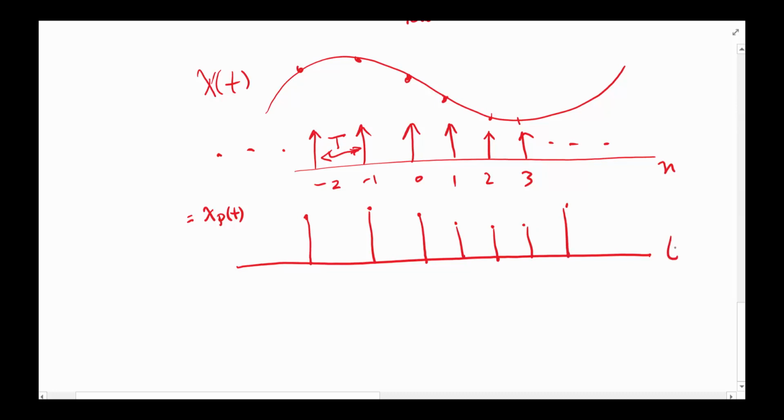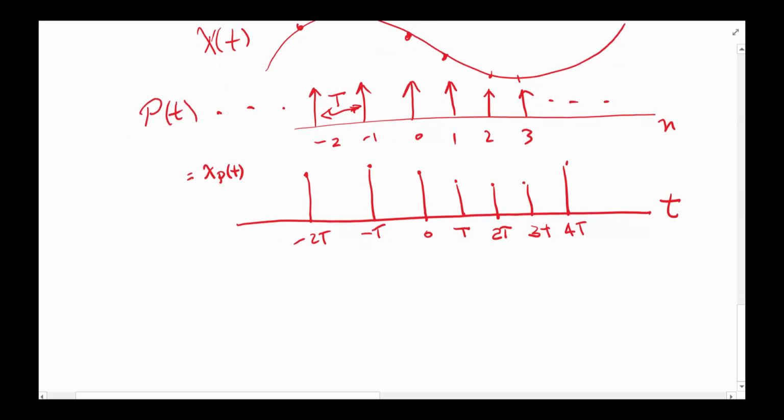If you want to plot it in t, xp of t, this would be 0, this would be t, this would be 2t, this would be 3t, and this would be 4t, and this would be minus t and minus 2t. And I forgot to write that this is going to be our summation. Actually, now that we know what it is, I don't have to write it. This is going to be our impulse train.